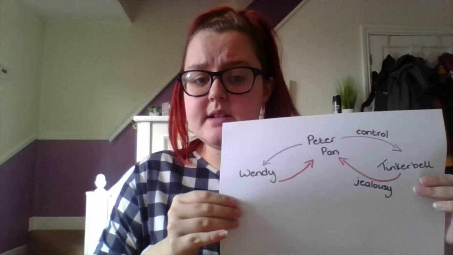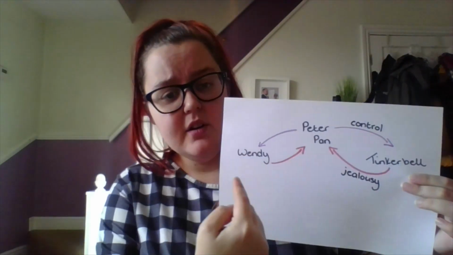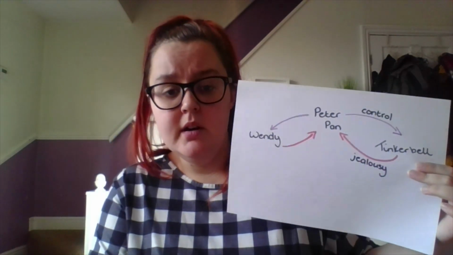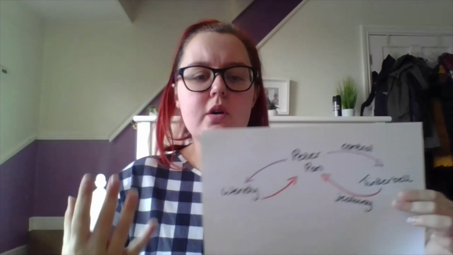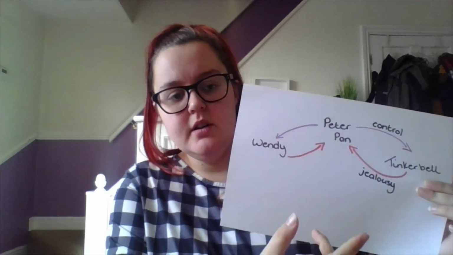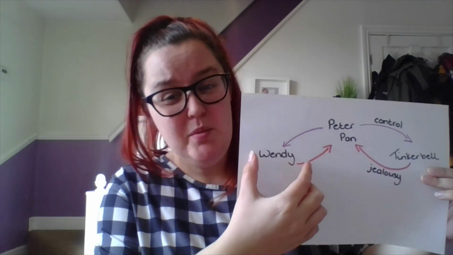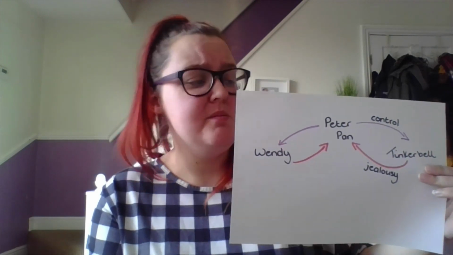But just to help you understand, this is my relationship web. I've only got 3 characters in there at the minute, so I've got Wendy, Peter Pan and Tinkerbell. So all you're doing is you are going to pick characters, you're going to draw them. I've just written their names, but you will draw them. It's because I'm rubbish at drawing and you'd have no idea who these people are.